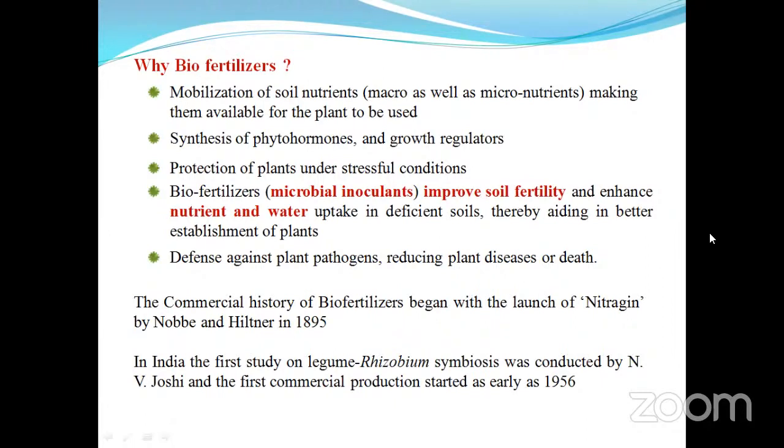Now, this biofertilizer technology is not new, because the commercial history of biofertilizers began with the launch of Nitragin, which is a rhizobium culture, by Nobbe and Hiltner in 1895. This is the first case. In India also, the first study on legume rhizobium symbiosis was conducted by Dr. N.V. Joshi, and the first commercial production started as early as 1956. That's quite old technology.